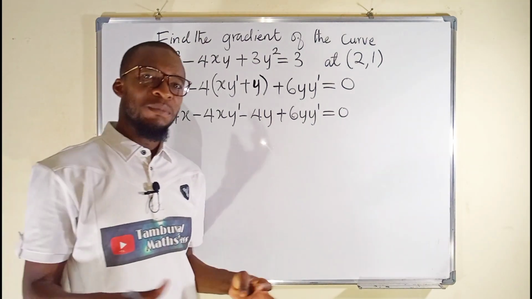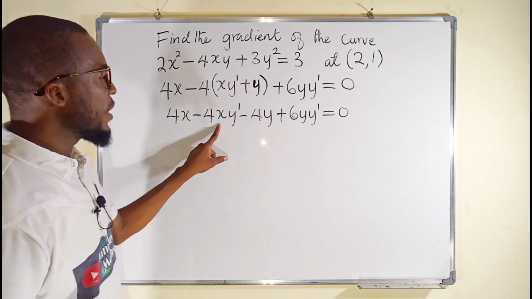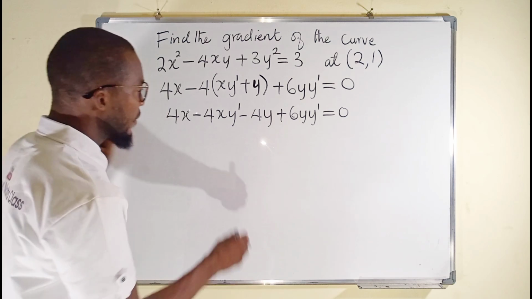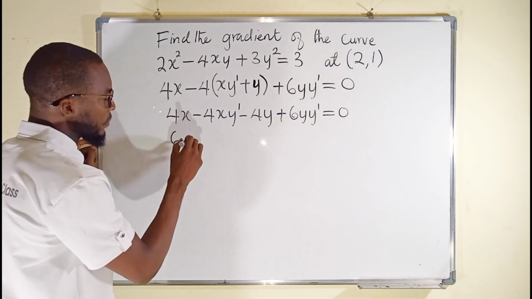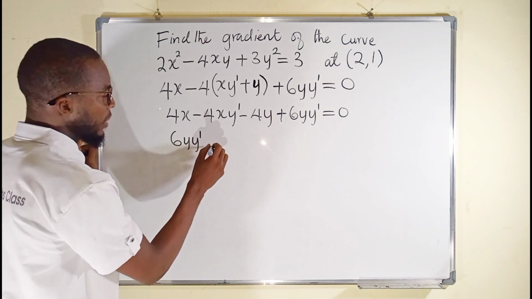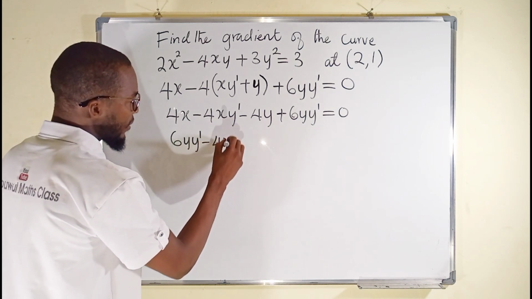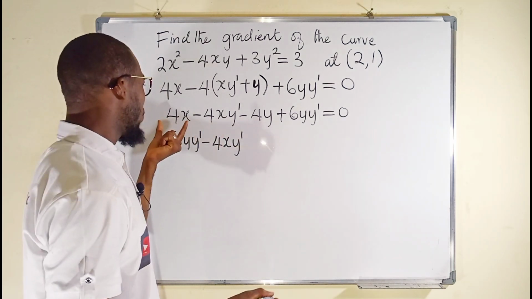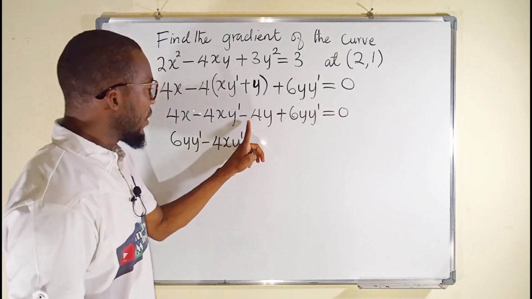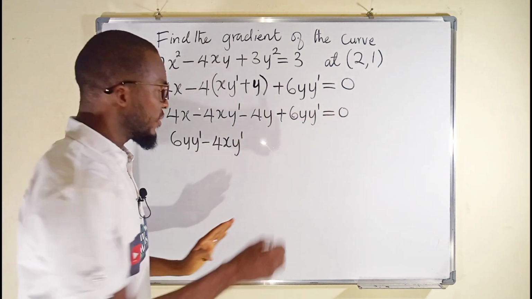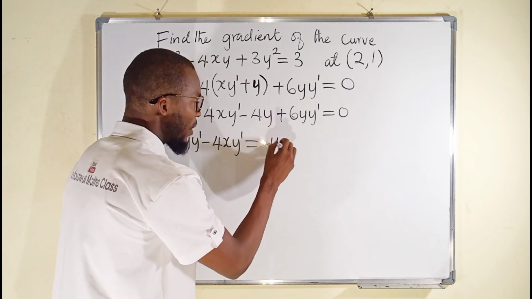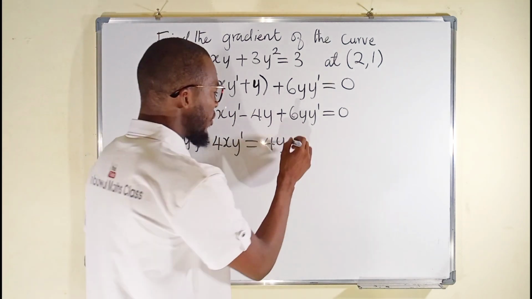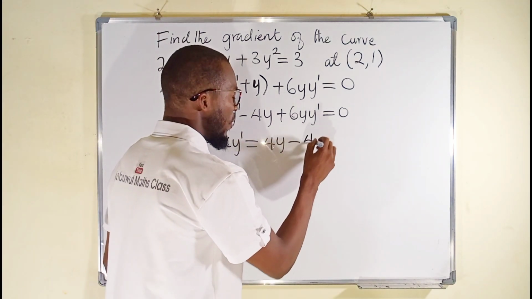Next, we are going to bring those terms that contain y prime. We have one here and we have the other one here. But we can write this one before this because this is negative. So we have 6y y prime, then minus 4x y prime. And we can decide to take those terms that do not contain y prime to the right. Taking negative 4y to the right, it becomes positive 4y. Then we have another one here. It is positive here. To the right, it is going to become negative. We have minus 4x.